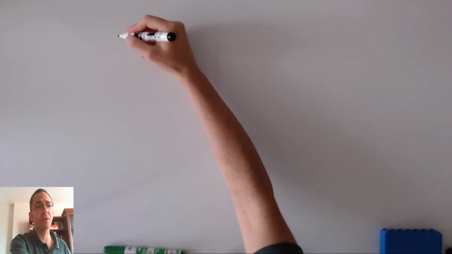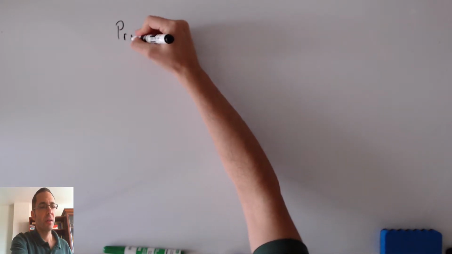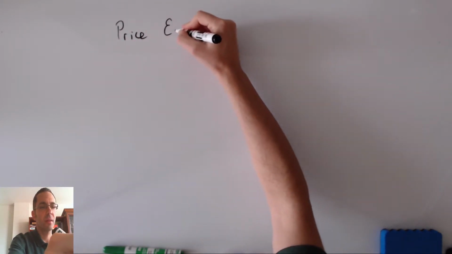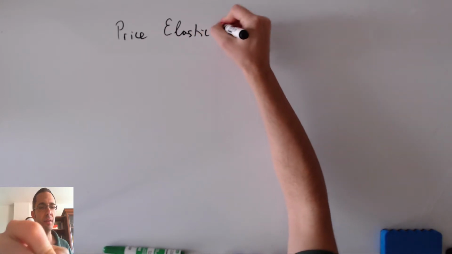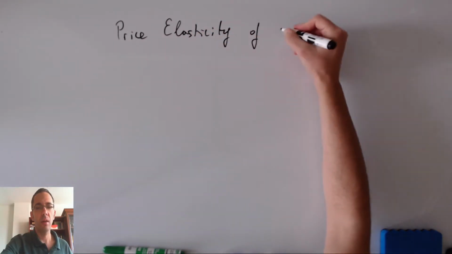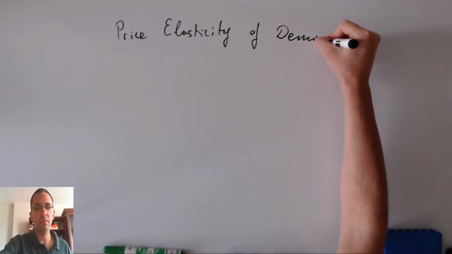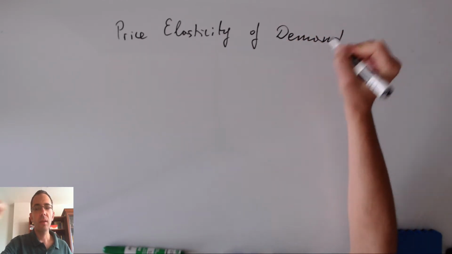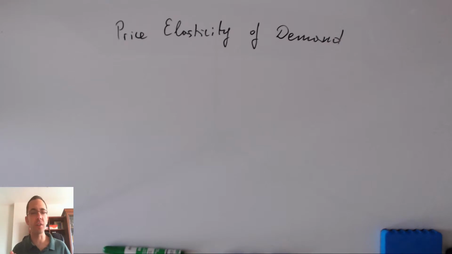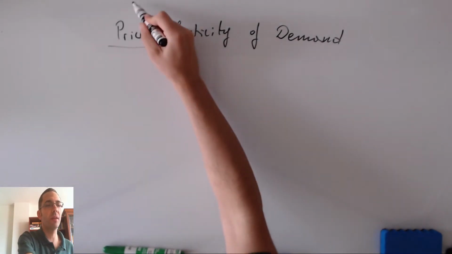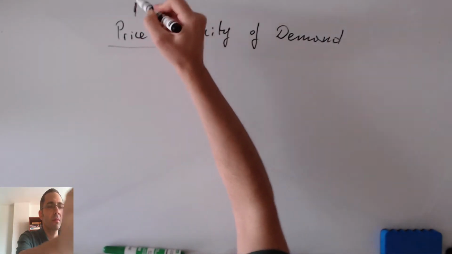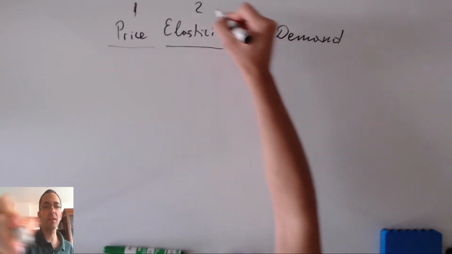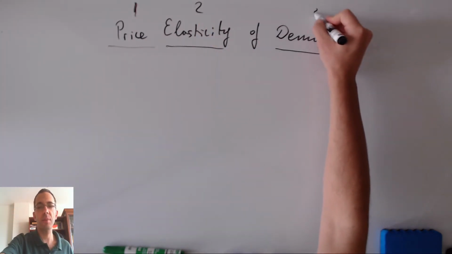Okay, now we have this term called price elasticity of demand. We're not going to define it yet, but we'll gradually build a definition for it. Price elasticity of demand. Now, we have two terms, well, actually three terms. We have the price, that's the one. We have the elasticity, that's my second term, and we have demand, that's my third term.